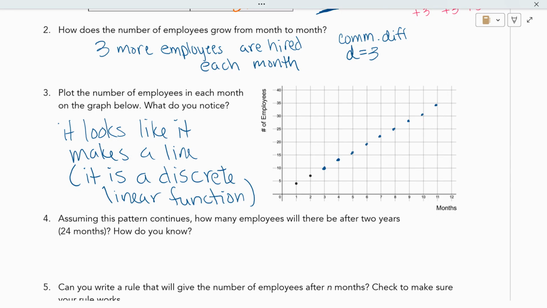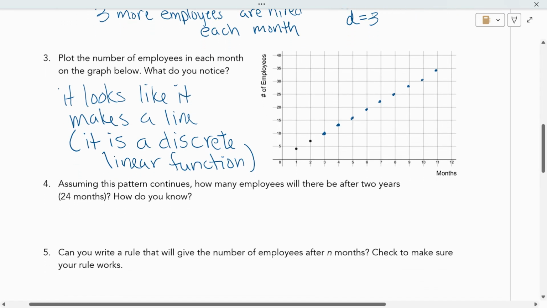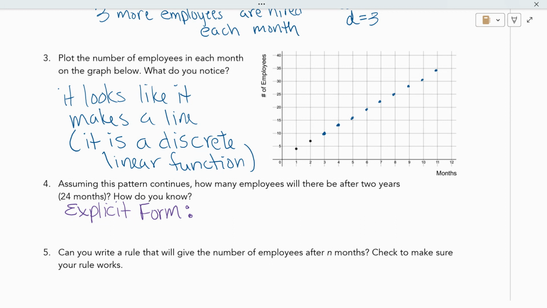Assuming this pattern were to continue, how many employees will there be after 2 years? That's 24 months. Sounds like we might need to write an explicit formula. So you might need to look at your journal from yesterday and tell me how to do that. You got it? Oh, don't tell me the answer yet. Let's write the formula first, and then I'll call on you for the answer. No, not yet. I want the formula first.